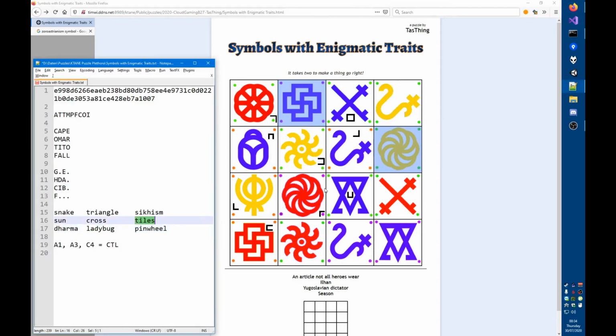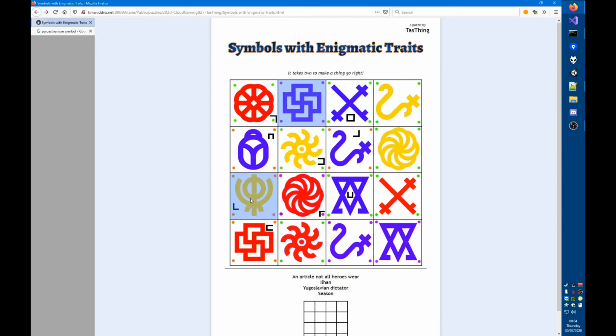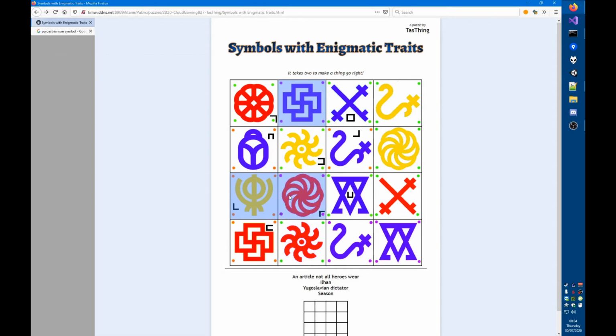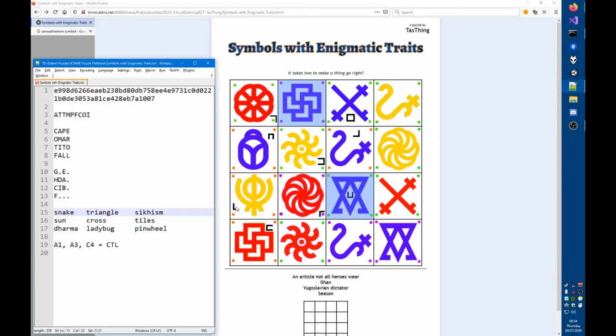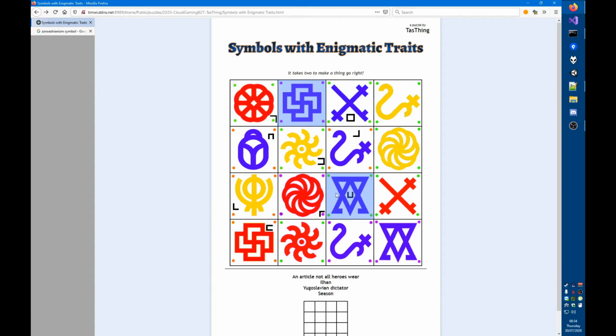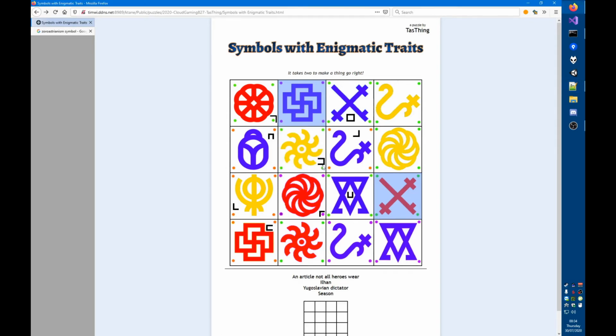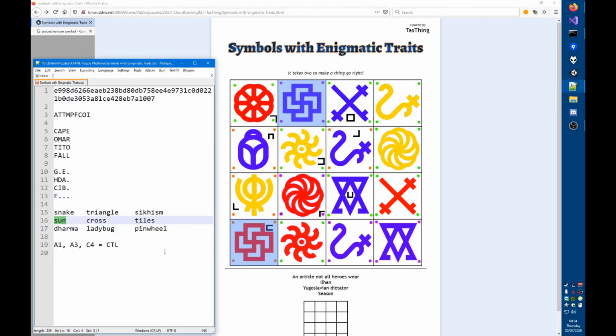Tiles and what is this? Pinwheel. So we require the Sikhism symbol, which is only in yellow, so nope. That would therefore require a red pinwheel, which we do have, but the colors of the dots don't work. Okay, so that would therefore require the Sikhism, and the colors of the dots still don't work. Tiles and triangle require Dharma, which is this one here, that's not in blue. Then we have tiles and cross, that requires a sun in yellow, which we do have, but the dots don't work. Okay. I'm starting to wonder if maybe this is the only set that we can find.